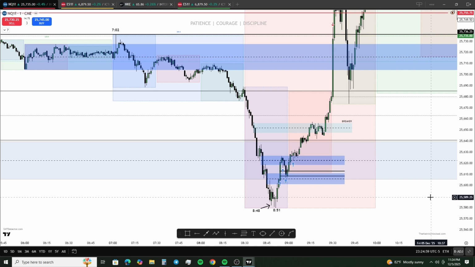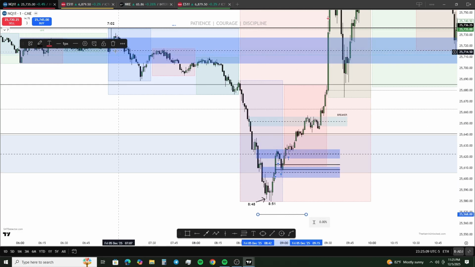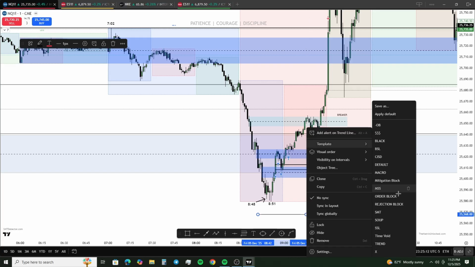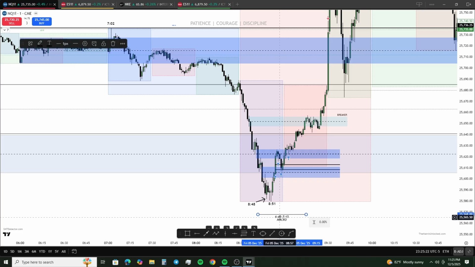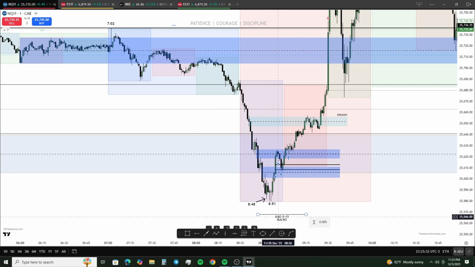So now what I'm looking at is time. What you can see here is that the 8:42 to 9:15 macro opened. And that validates our time of interest, because as we're seeing the manipulation take place, we're also seeing that the time of interest is pretty much here. So you see the 8:42 to 9:15 macro open right here.